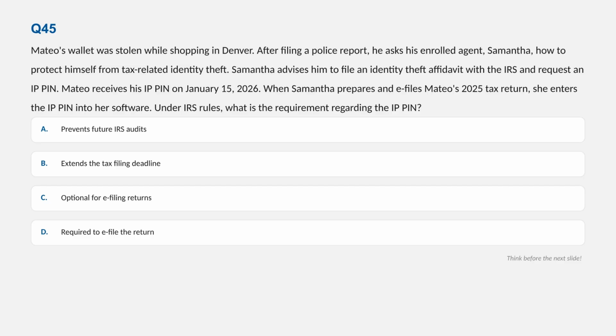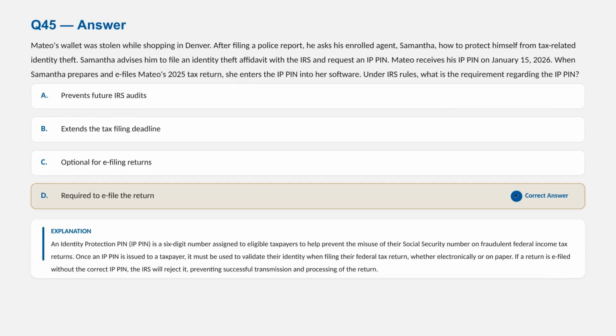A. Prevents future IRS audits. B. Extends the tax filing deadline. C. Optional for e-filing returns. D. Required to e-file the return. The correct answer is D. Required to e-file the return.